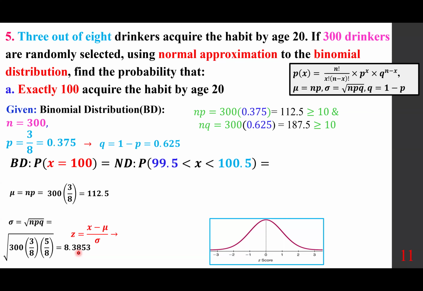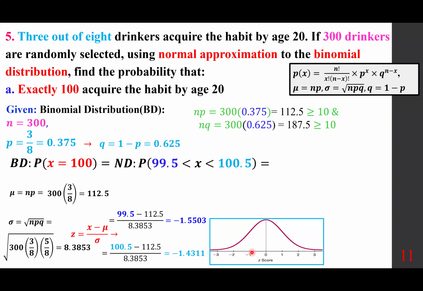So having said that, now we are going to use this formula. We have the mu and sigma we just found, and x, we put 99.5. We find the z-score for x of 99.5. Then we put 100.5. So for 99.5, we get negative 1.5503. And for 100.5, we get the z-score of negative 1.4311.